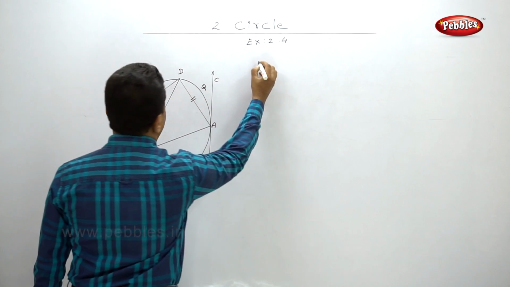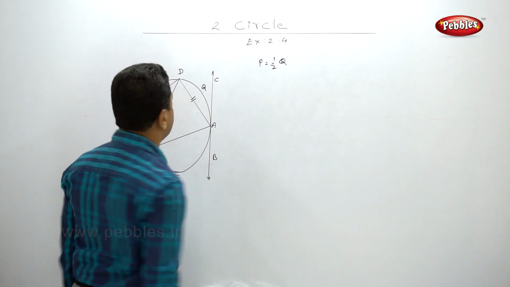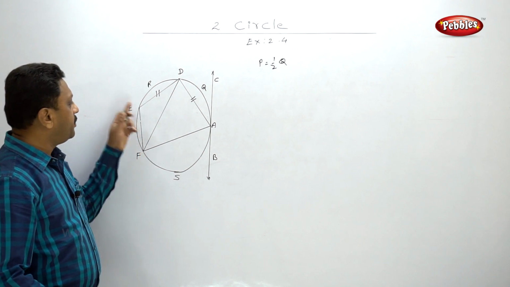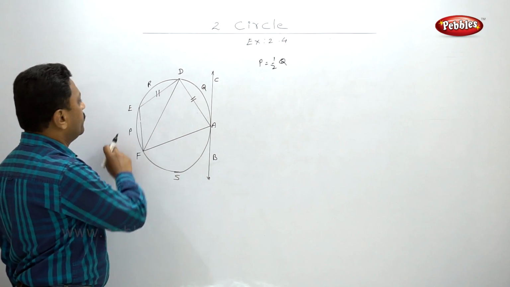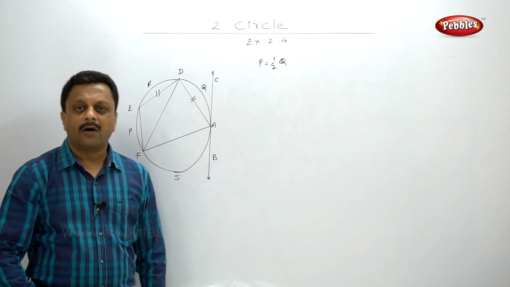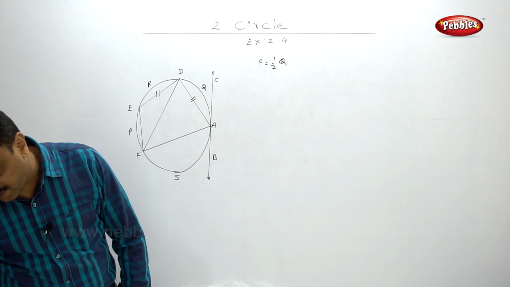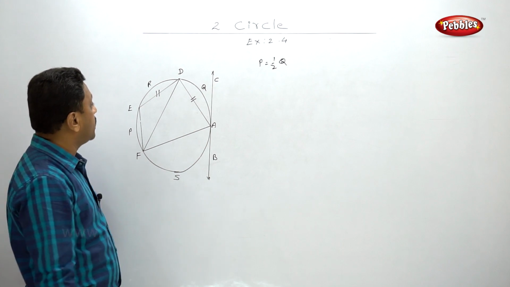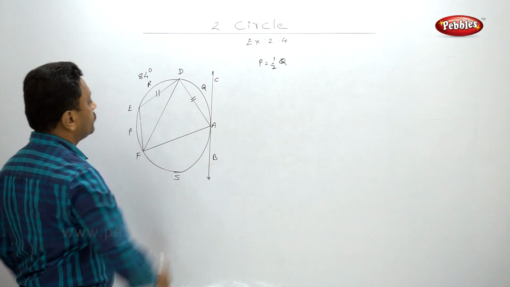So I will just write it here. P is equal to half of Q. I am not going to write the EPF and AQD because all the names of the arcs are given. P, R, Q and S. All these names are given, so I am not writing that. Then they are given major arc DRE is 84 degrees.